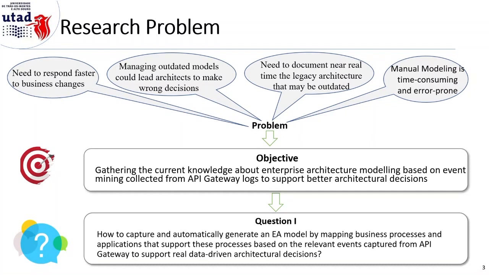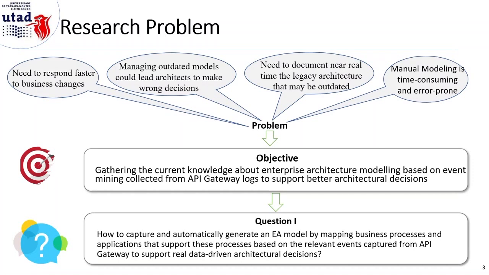First of all, to give a context of the problem, due to the speed of changes we have seen, enterprise architects need to respond faster and faster to business change. Also, working with outdated models could lead to bad architectural decisions. So enterprise architects need to continually discover, document, and keep updated their current architecture. Moreover, we have to consider that manual modeling is time-consuming and also error-prone.